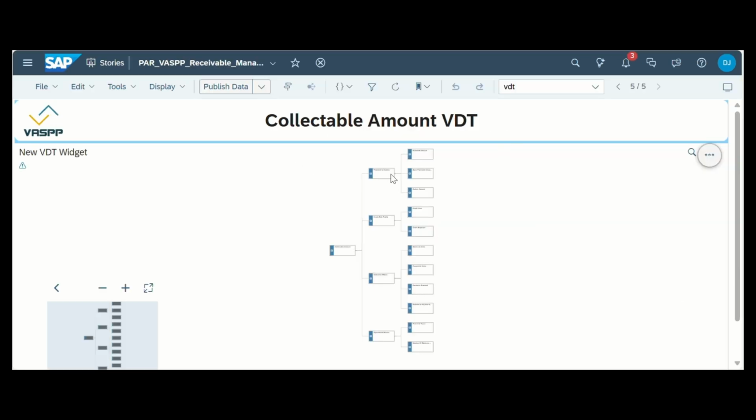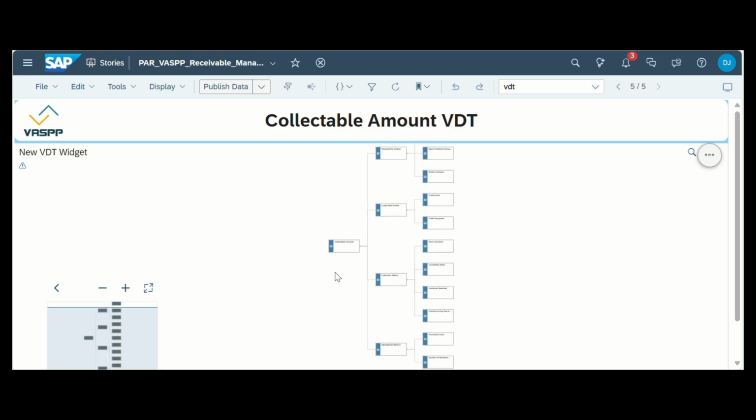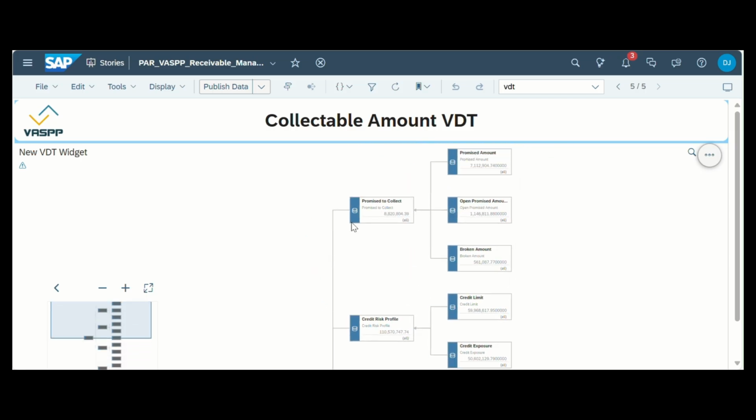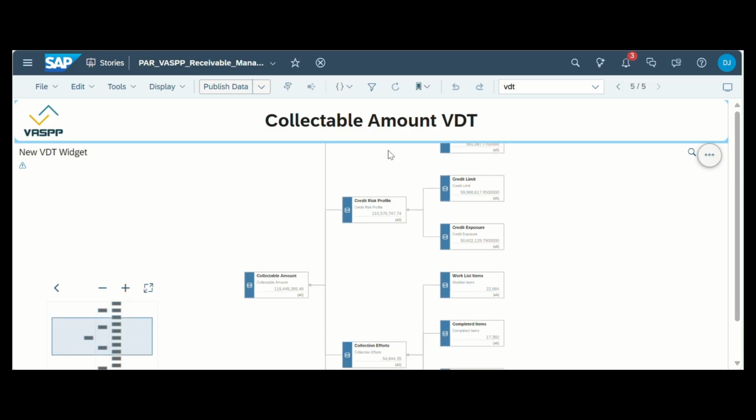Page 5, Value Driver Tree, Receivables Planning and Simulation. Finally, this is where reporting meets strategy. The collectible amount VDT is a simulation engine, showing how different levers affect final cash inflow. At the top, promise to collect breaks into promised amount, open promised amount, and broken amount. Each directly impacts expected cash.